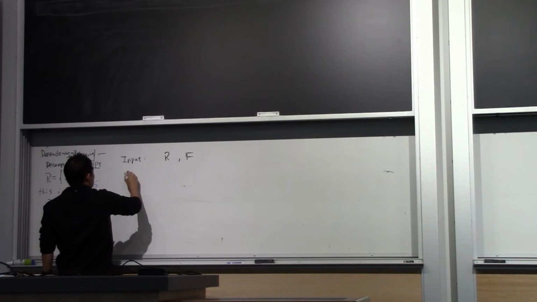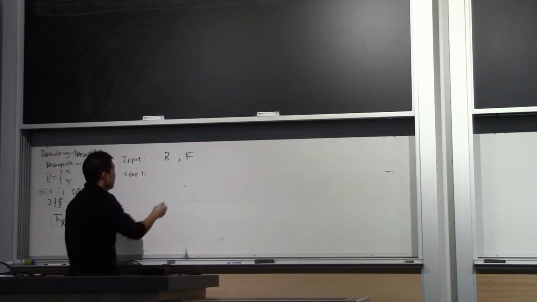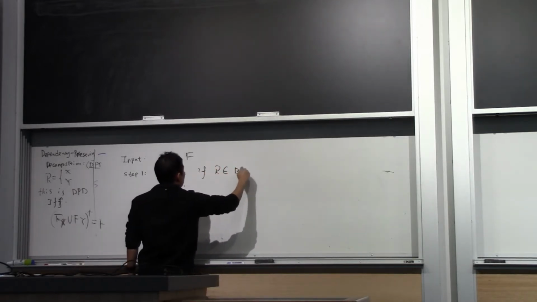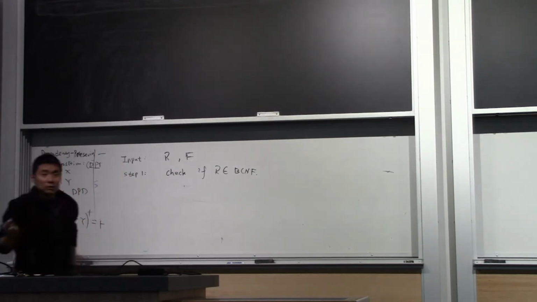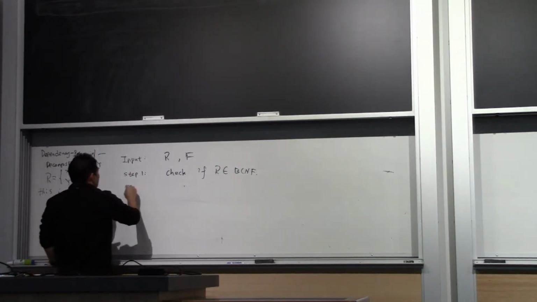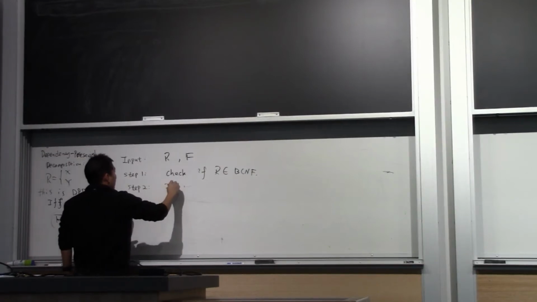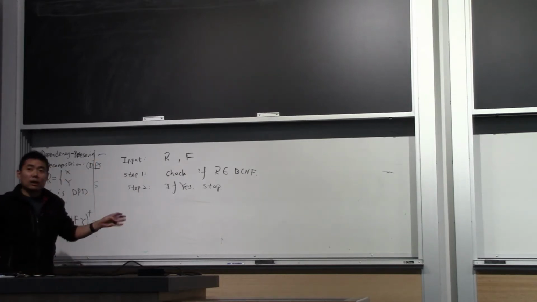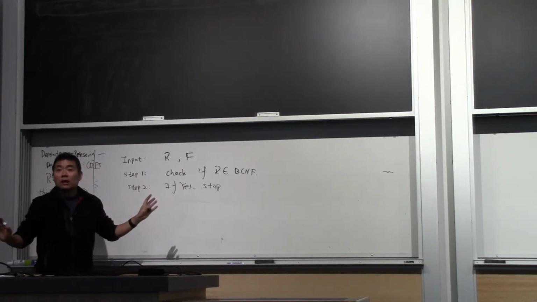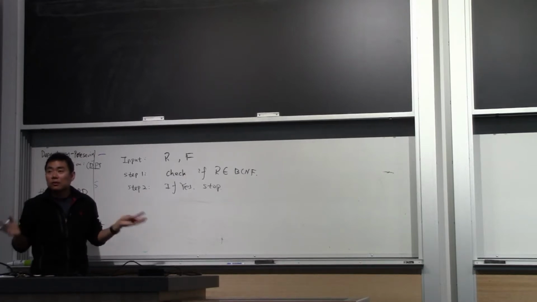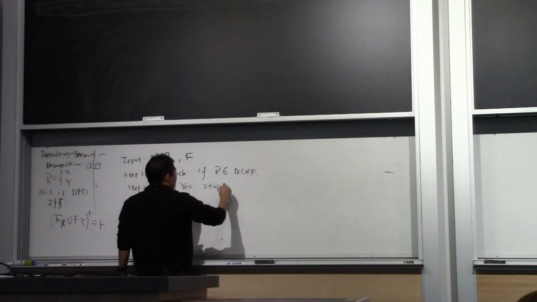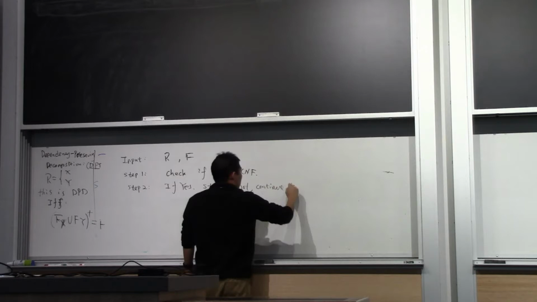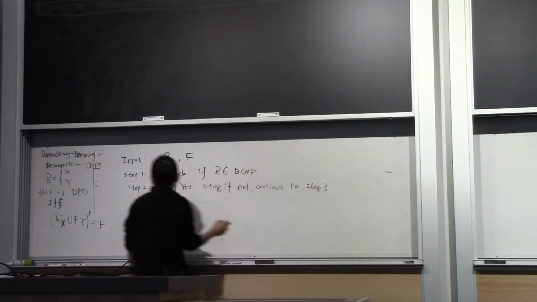Step one, you check if R is in BCNF with respect to F. You always check this first. Step two, if yes, stop. Nothing more to do. If it's already in BCNF, don't do anything. It's already good. There's no redundancy, you can just stop. If not, continue to step 3.